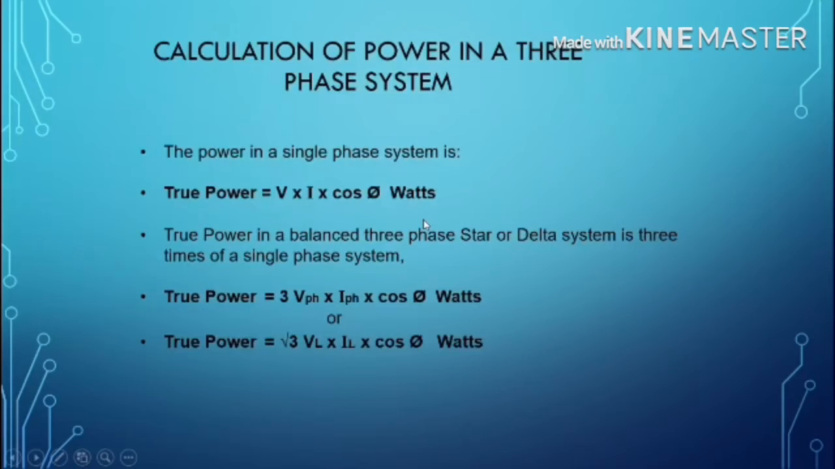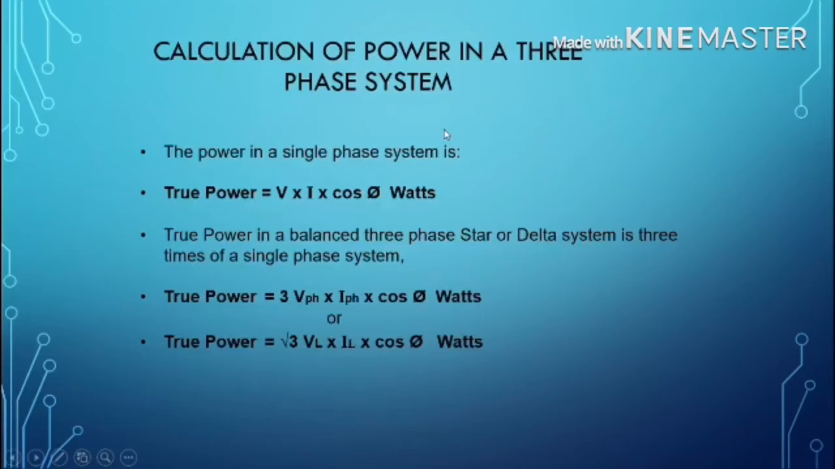Okay, and then how to calculate power in a three-phase system. To calculate the power in a single-phase system, we must use this formula: voltage times current times cos theta watts. You can get the true power of a single-phase system. True power in a balanced three-phase star or delta system is 3 times that of a single-phase system. To get the true power from the three-phase star or delta system, we must multiply the true power of the single-phase system by 3.